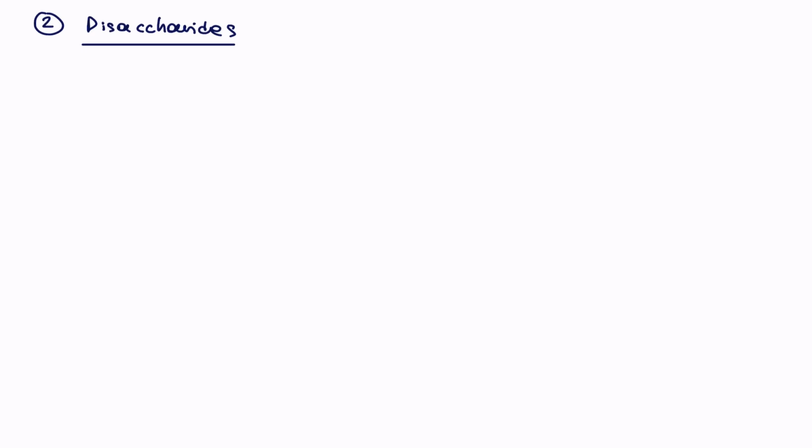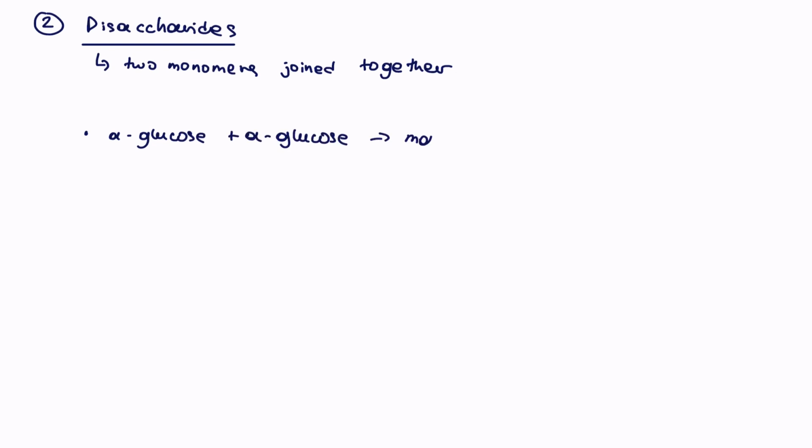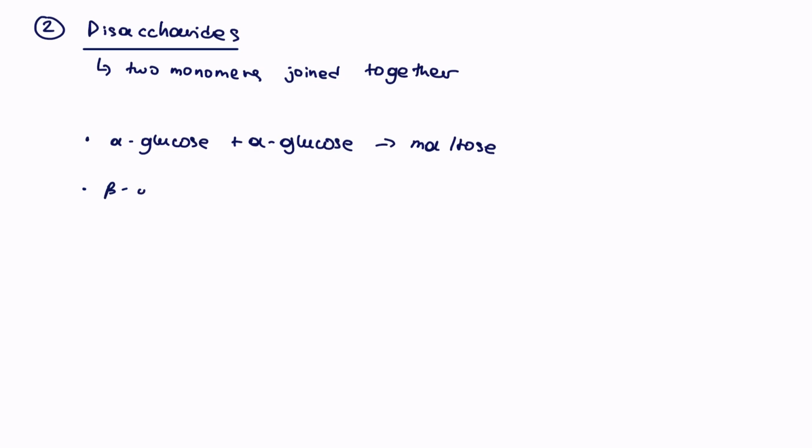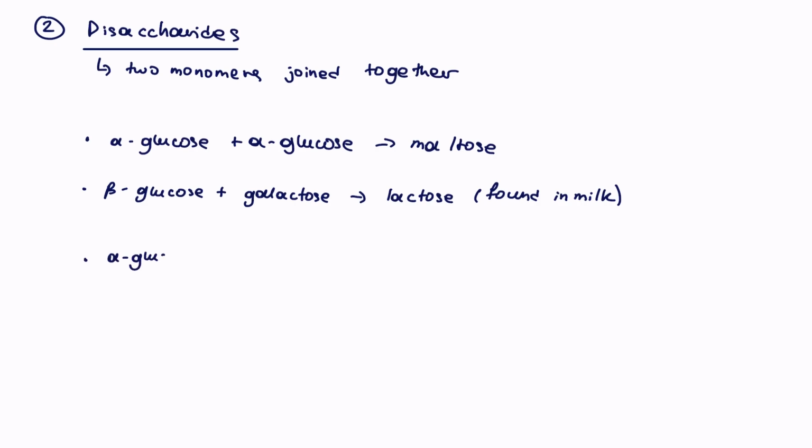Disaccharides basically means that it's 2 monomers joined together. There are some combinations that you need to know. If we join 2 alpha glucose molecules together, that will give us a molecule of maltose. If we then join glucose together with galactose, that will give us a molecule of lactose. And lactose is a sugar that's found in milk and dairy products. And then the final thing you need to know is alpha glucose plus fructose, which will give us sucrose.